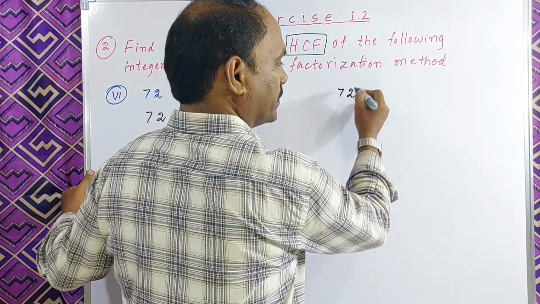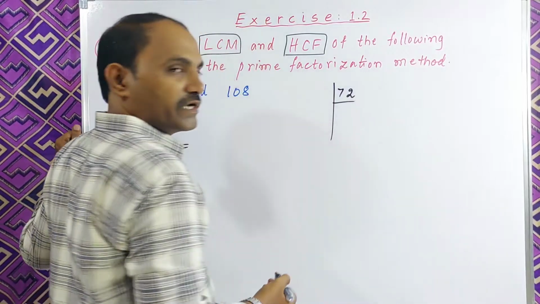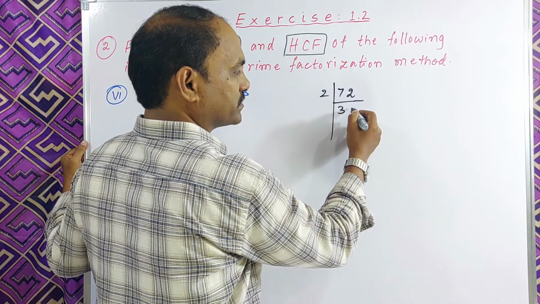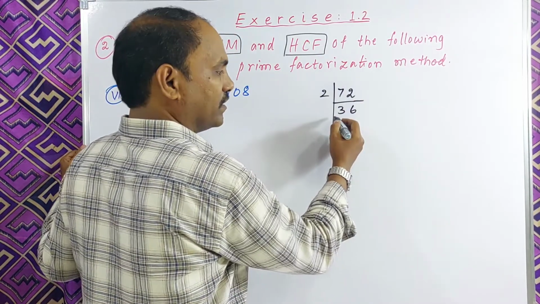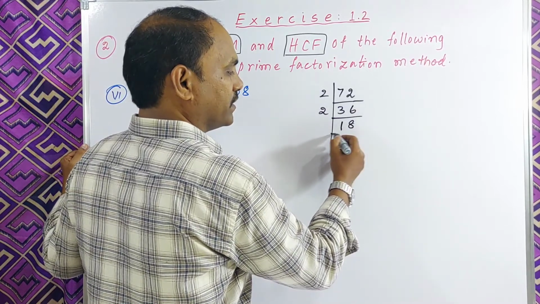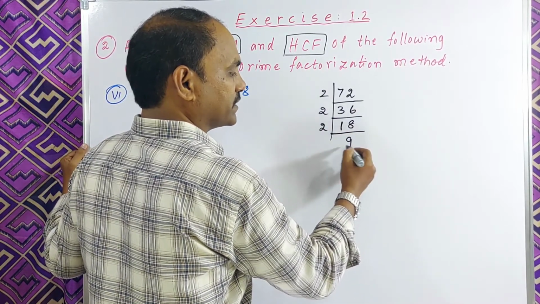72. It is an even number, so divide by 2. 2 threes are 6, 2 sixes are 12. Now again an even number, so 2 ones are 2, 2 eights are 16. Again an even number, 2 nines are 18.